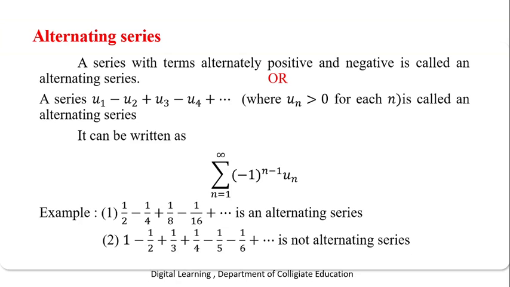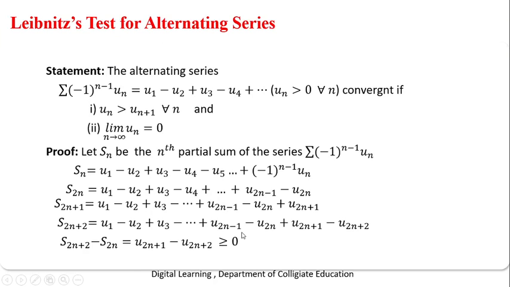Consider one more example, that is 1 minus 1 by 2 plus 1 by 3 plus 1 by 4 minus 1 by 5 minus 1 by 6 plus so on. This is not an alternating series, because here all terms are not positive and also all terms are not negative, and one more, it is not an alternative sign also. Here plus sign is there, here minus, but in third and fourth we get the positive sign. Therefore, this is not an example for the positive series and also not an alternating series.